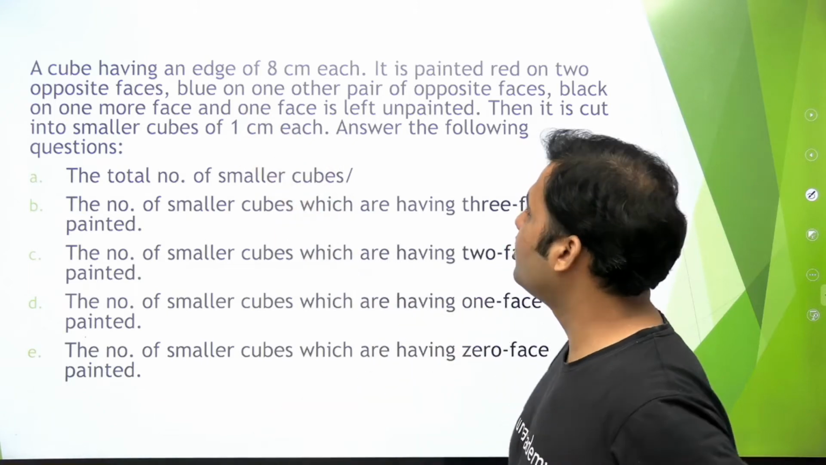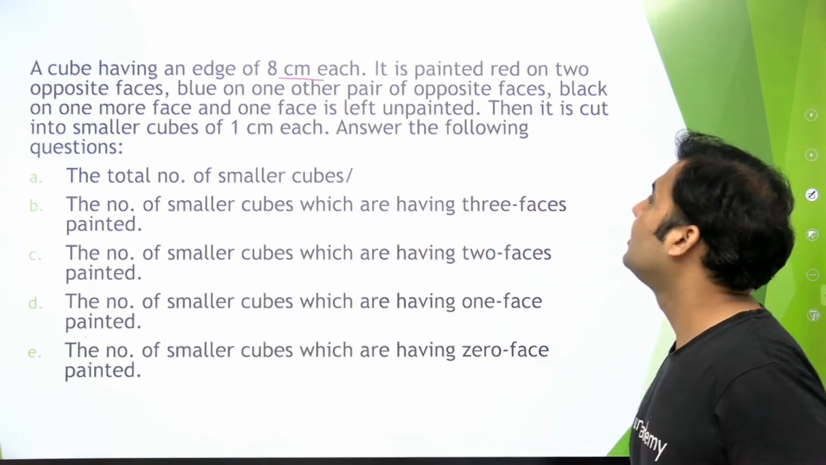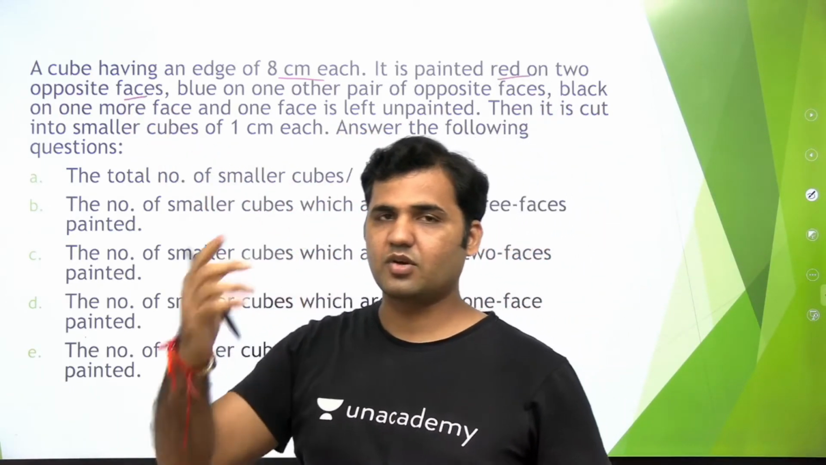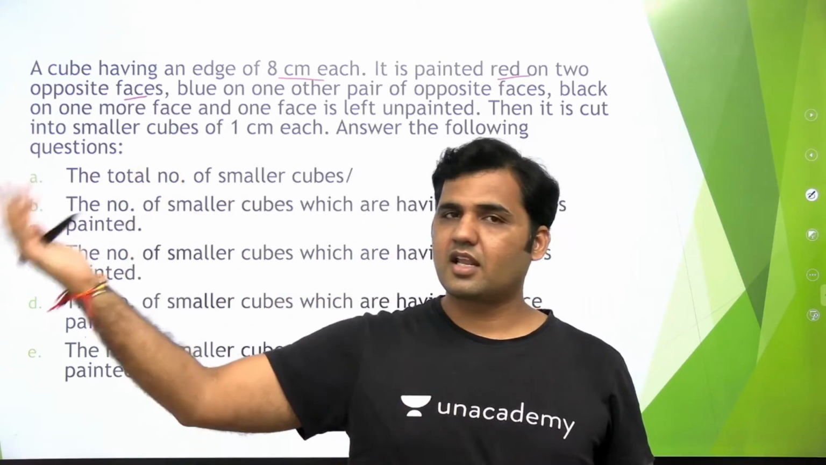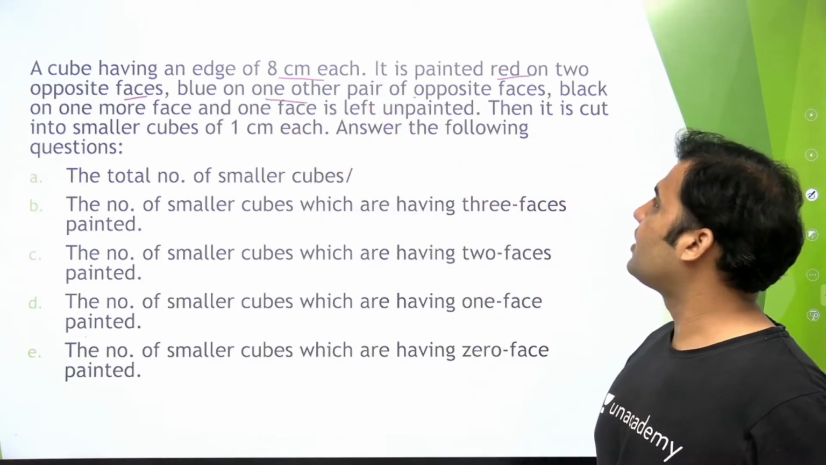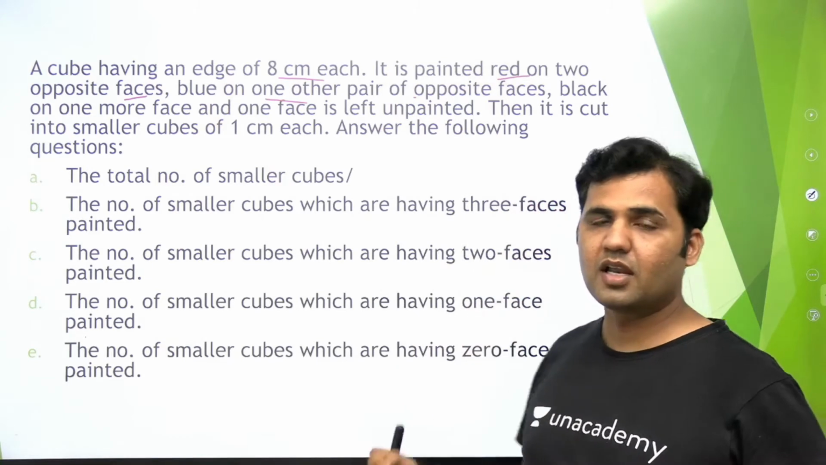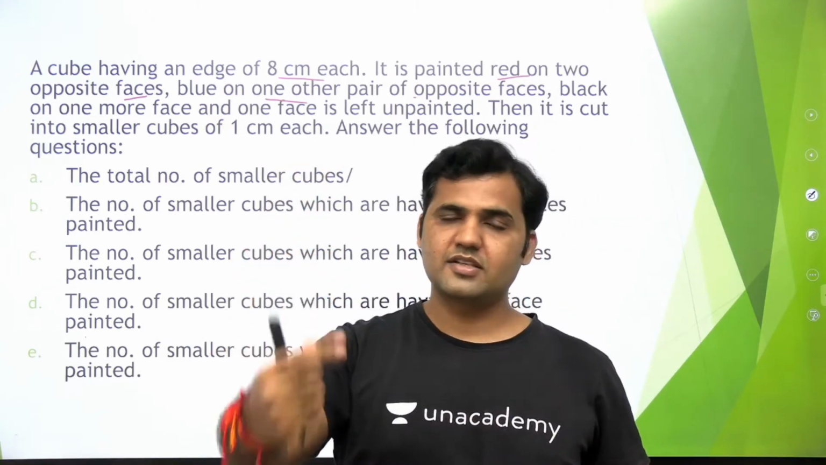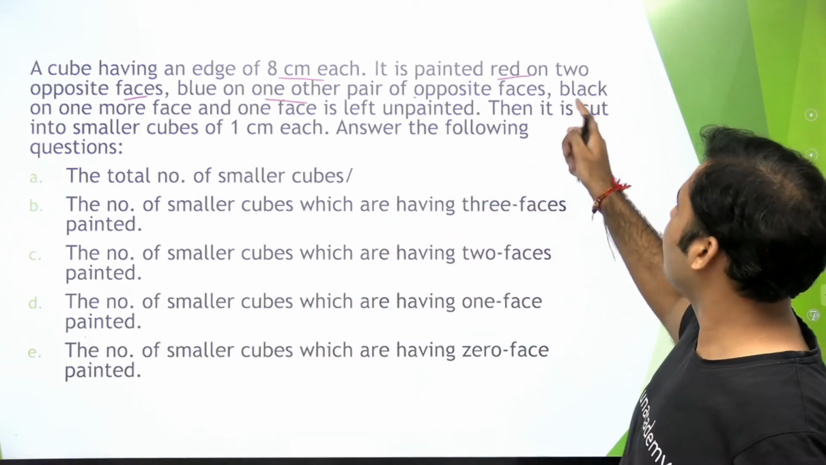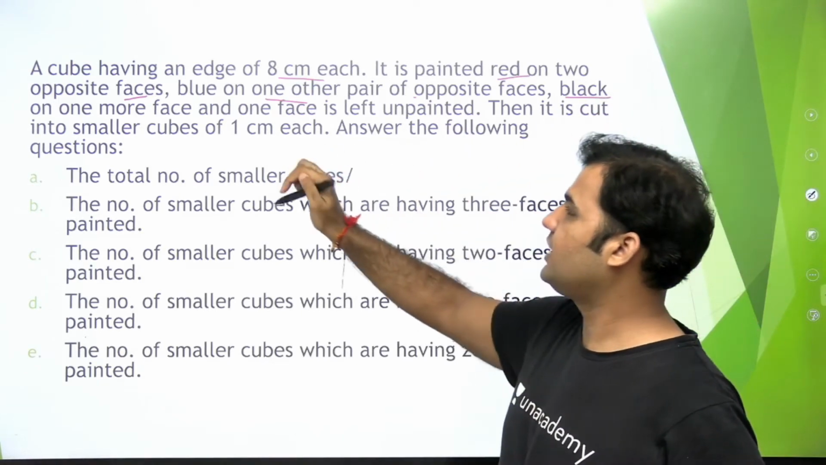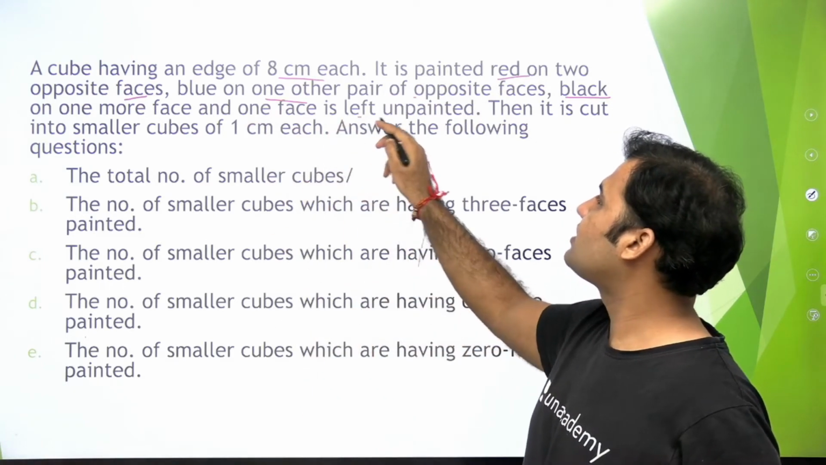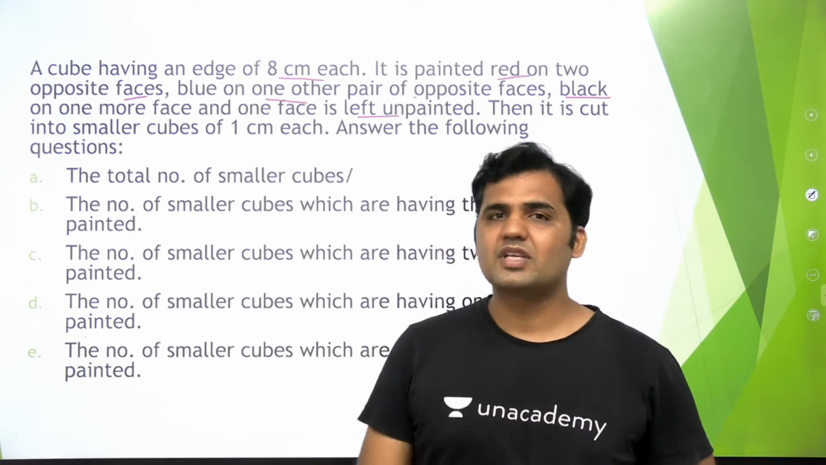For example, in this case, a cube having an edge of 8 centimeter each is painted red on two opposite faces. So we have 6 faces, right? You can have a look at the room. Let's say you are doing red color on this wall, red color on this wall, and then you have blue on another pair of opposite sides. Let's say this wall is blue colored and the wall opposite to this wall, the wall that is in front of me, is also colored blue. And then there is one face which has been colored with a black paint. Let's say the roof is black, and one face is left unpainted. That means, let's say the floor is unpainted.